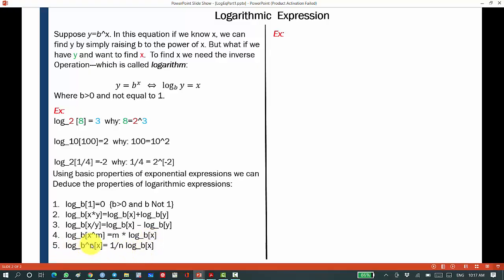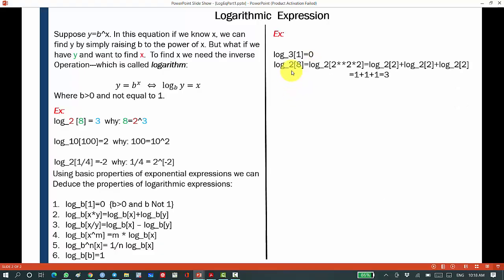Log base b to the power n of x, this time n is the power of the base. Again, we can move this power at the front of the logarithm, but it becomes the reverse of that number, that is 1 over n log base b of x. And finally, log base b of b itself is 1. For instance, log base 3 of 1 is 0.